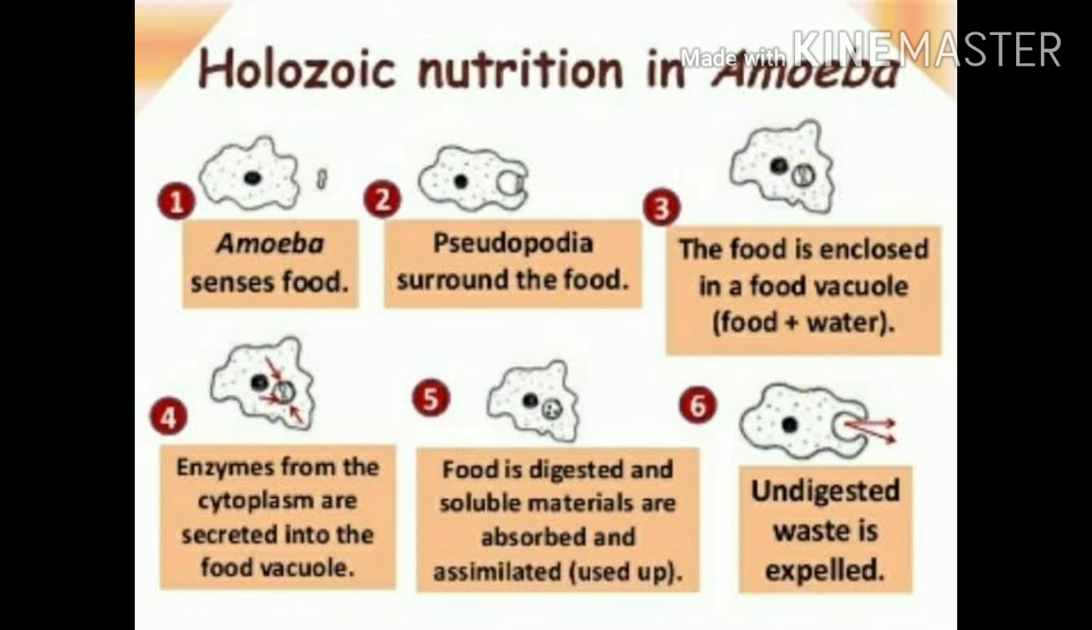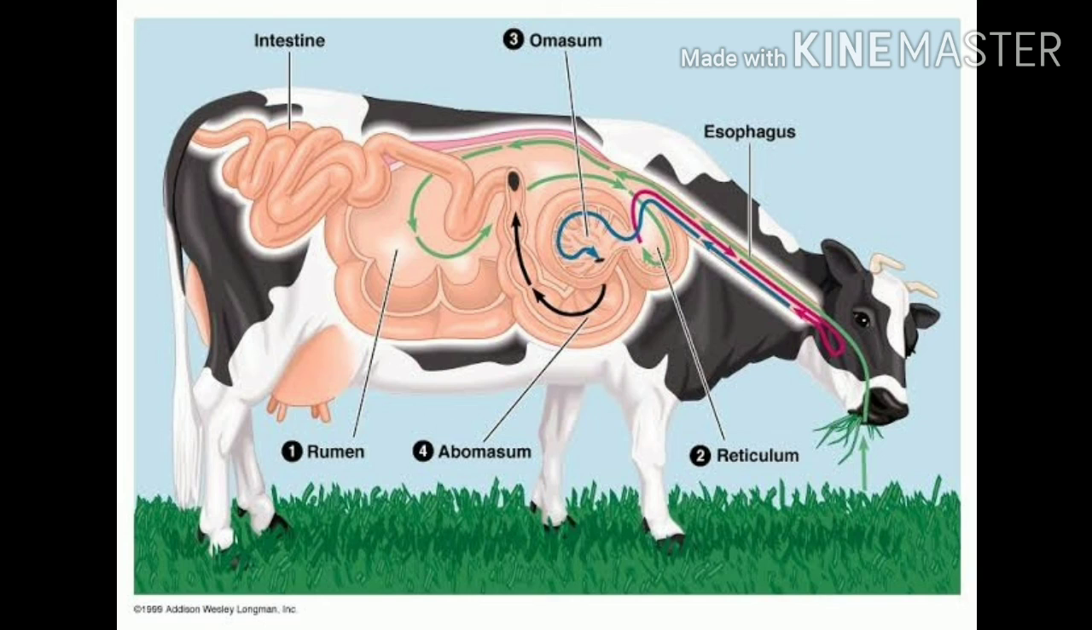And then finally the unwanted and undigested food is expelled out of the amoeba through the lining of the cell membrane. So today in this module we have completed amoeba and the other parts of the digestion in human beings. In the next module I would be coming up with the nutrition in ruminants.